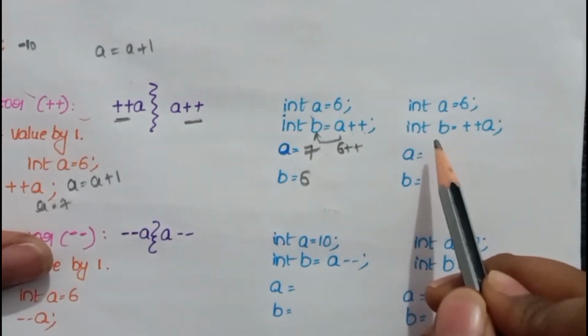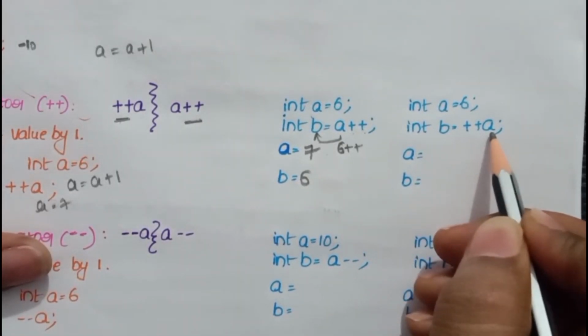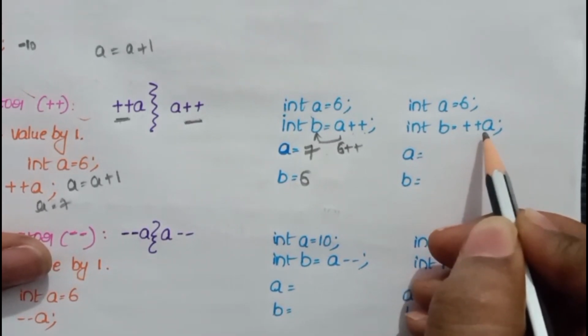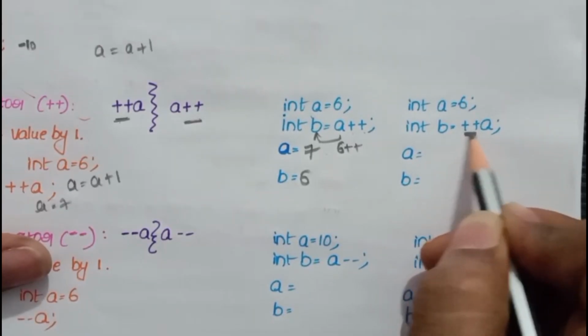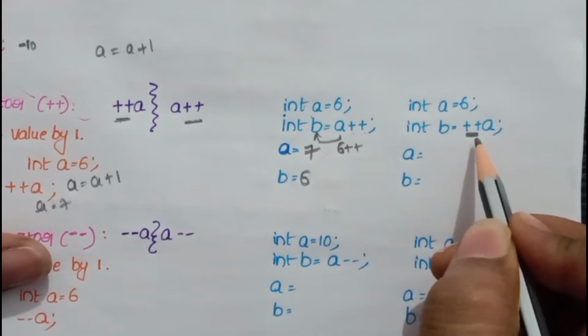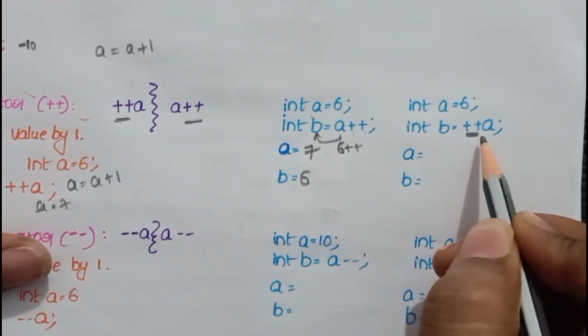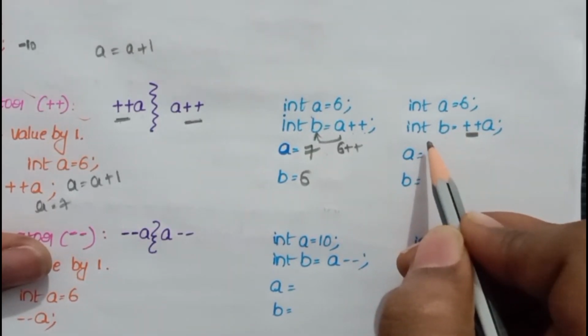Let us see the second code snippet. a equals to 6, b equals to plus plus a. It is known as pre-increment. Before assigning the value of a to b, first increment. But here we are first assigning the value. Here we are incrementing. That is the meaning of pre-incrementing. First increment the value of a and then assign the incremented value to the b.